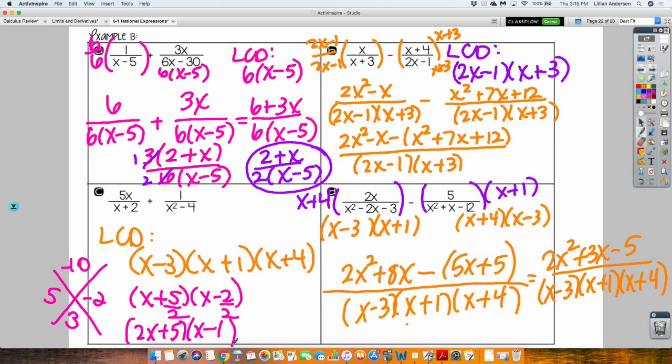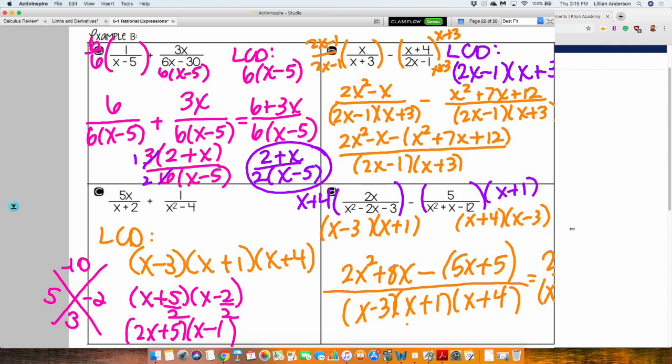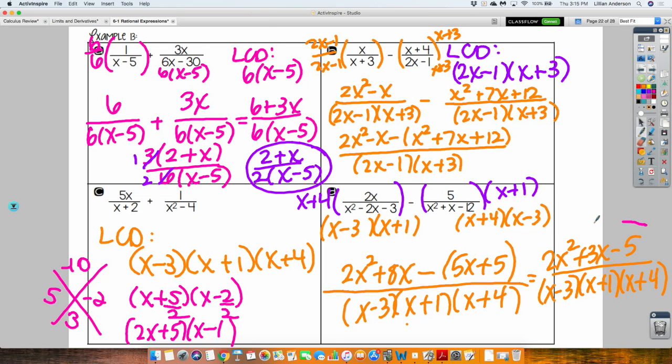But because that top is an x minus 1, the bottom is an x plus 1, I cannot go no further than this. And that's my final answer.